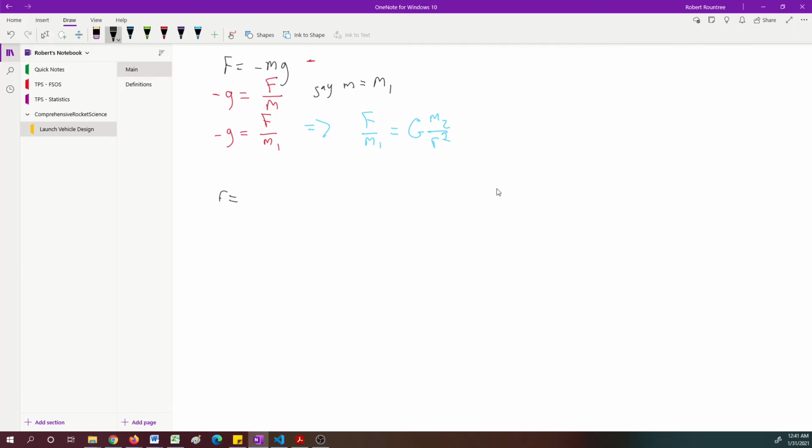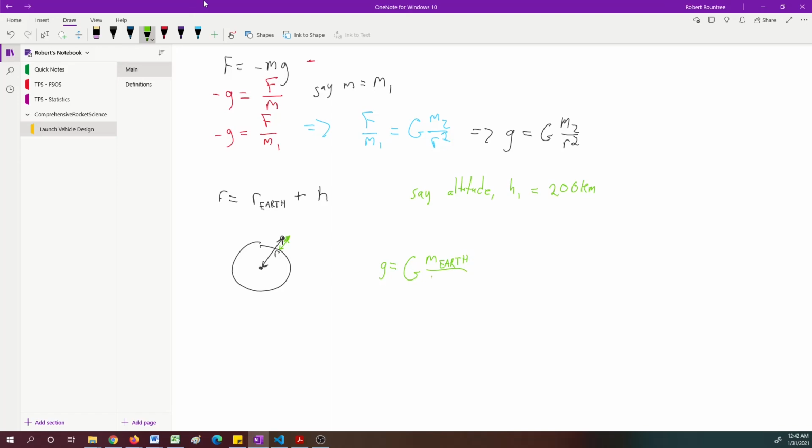Now, it's important to note that r is defined as the distance between the center of each mass, so to our altitude we will have to add the radius of the Earth to find g. The mean radius of Earth is 6,371 kilometers. So you've got the center of each mass here, you've got your altitude, 200 kilometers. You can say that g, your local gravity, is equal to the gravitational constant times the mass of the Earth divided by the radius of the Earth plus your altitude.